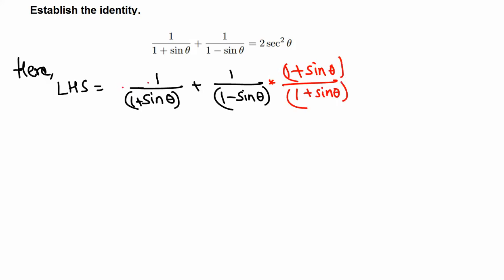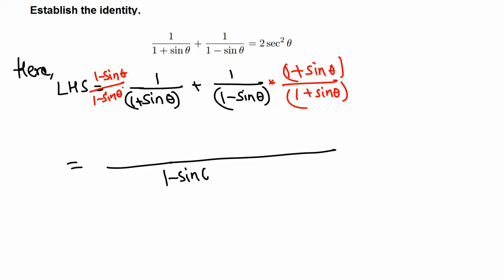Same thing here, we want to multiply the first fraction by the bottom of the second, that is 1 minus sine theta. So 1 minus sine theta over 1 minus sine theta. Okay, in this way we have the same bottom now, 1 minus sine theta, 1 plus sine theta. This product is the common denominator.